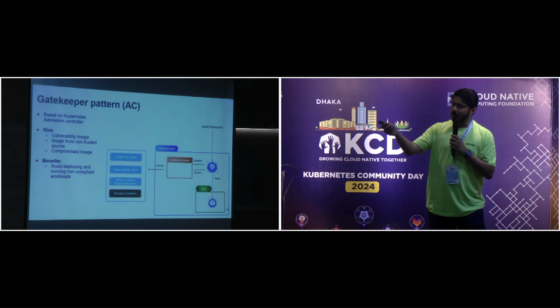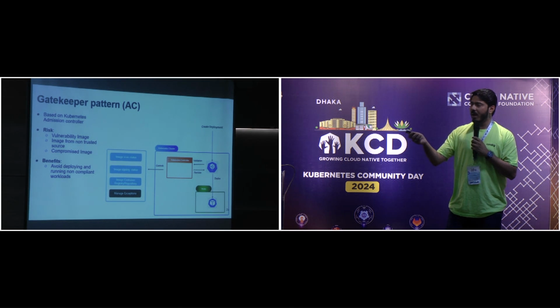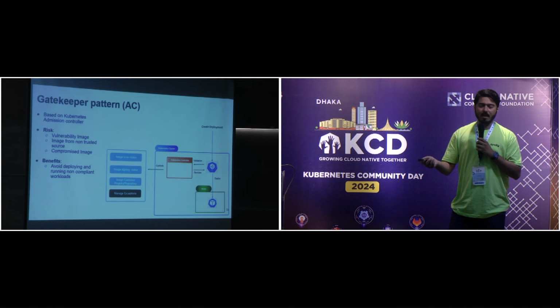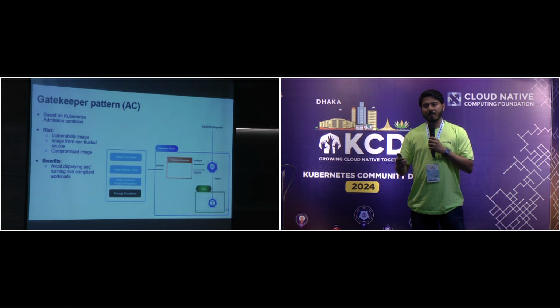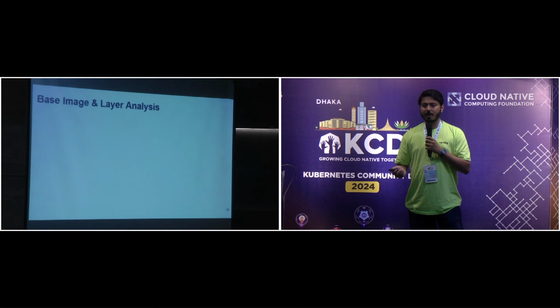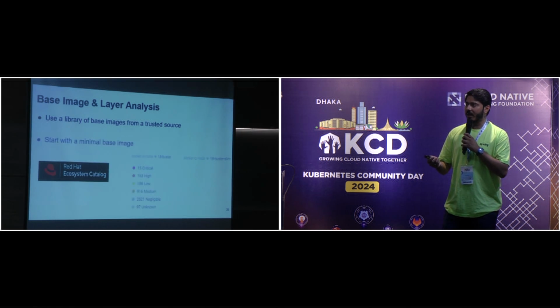So on the right side, you see that if it has validated, then it sends a decision to the Kubernetes API, and only then does it deploy the container to your node. If it does not validate properly, then you just reject the image from getting into your container. Base image and layer analysis, we talked about this previously.